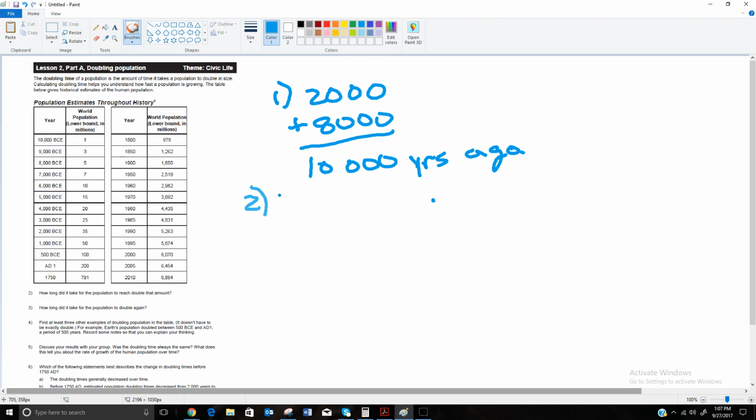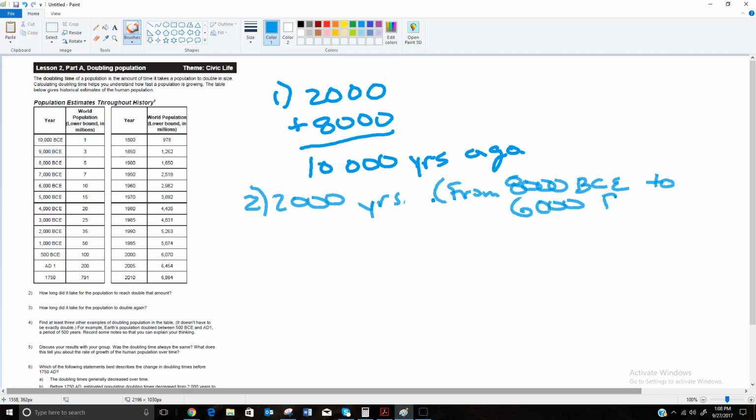So I'll write that down. 2000 years, and that was from 8000 BCE to 6000 BCE. And it took from 5 million to 10 million. It's always good in your notes to have this fairly clear so that you don't have to come back and reinvent the wheel because you aren't sure what you wrote down.